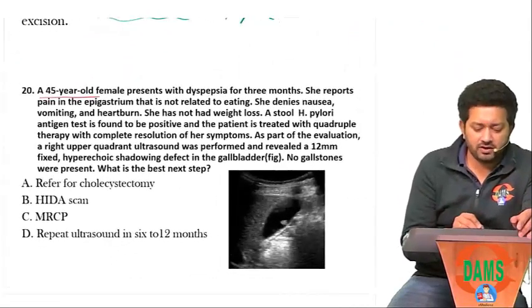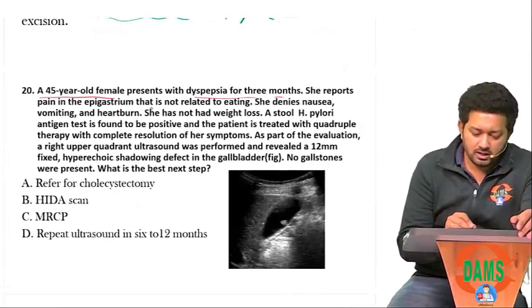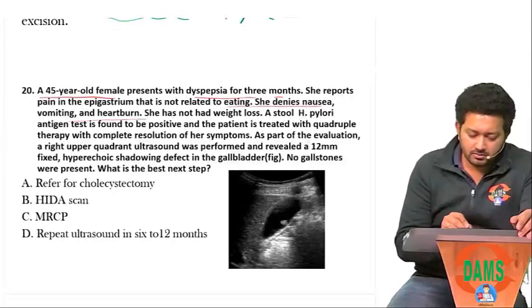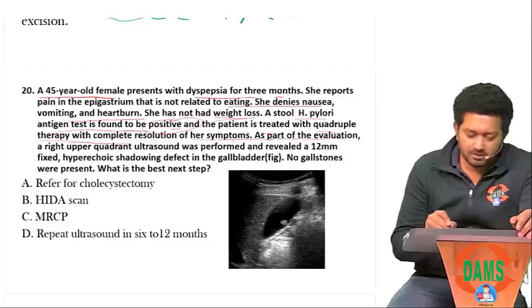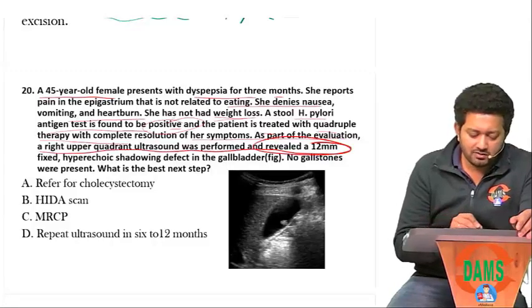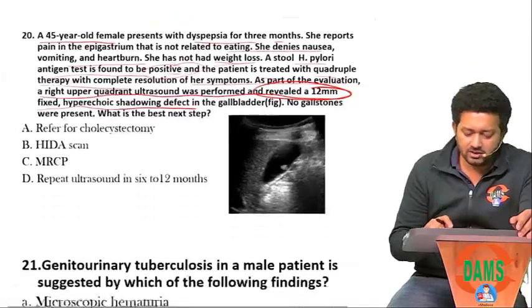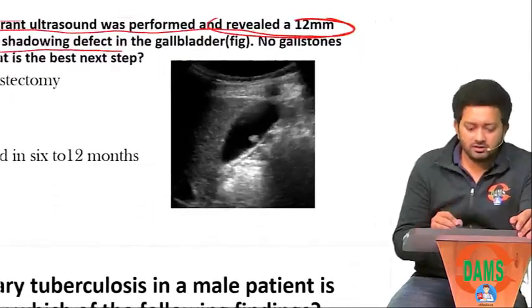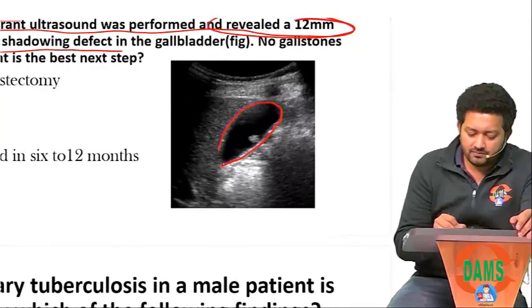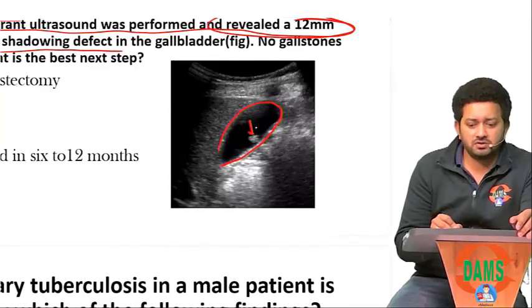Next question, a 45-year-old female, dyspepsia, and there is no major problem, no weight loss. H. pylori antigen is found to be positive. Patient was treated with quadruple therapy. Right upper quadrant ultrasound was performed which revealed a 12 mm fixed hyperechoic shadowing in the gallbladder. Okay, so suppose this is the gallbladder. So this is that hyperechoic shadow which you can see.